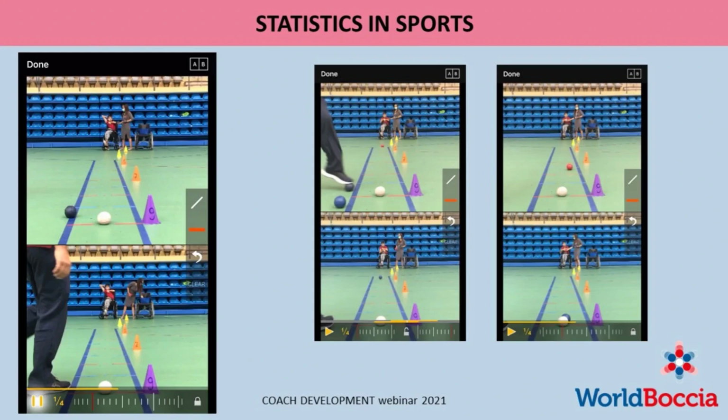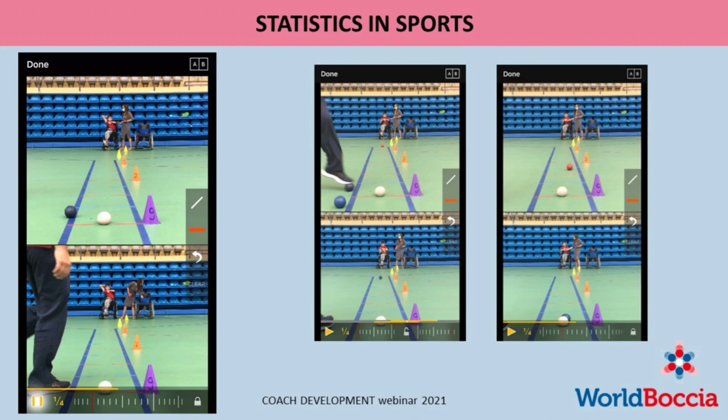Dartfish is another solution that is able to do the same thing as vNote, but is a little more expensive. But if you have the chance to have it, probably you have a better software. With that, you can make the assessment of the technical process, and you can collect some data, and even in the software you can do the statistics of different games.